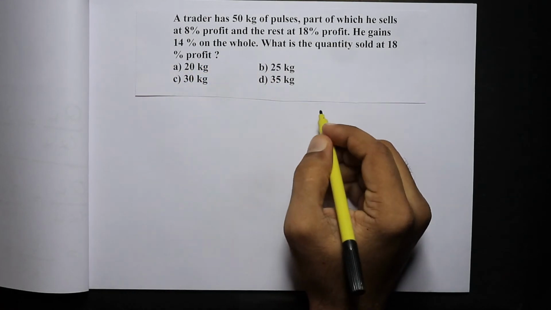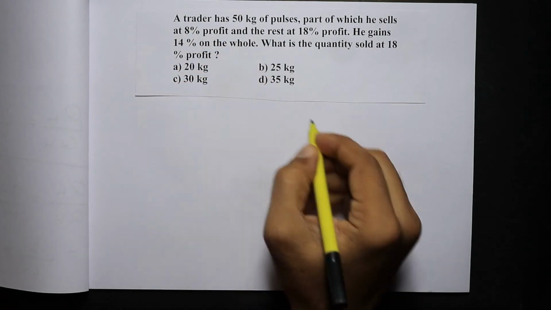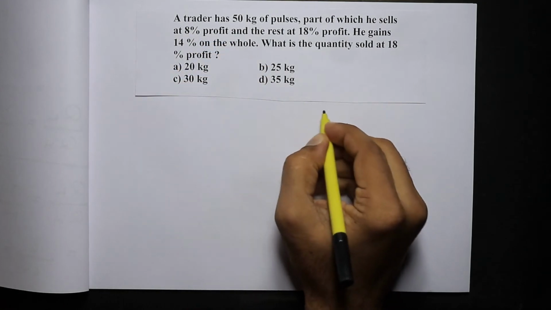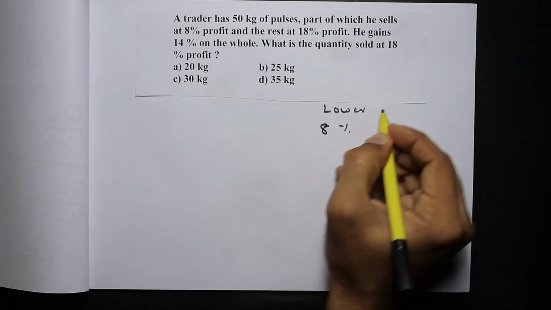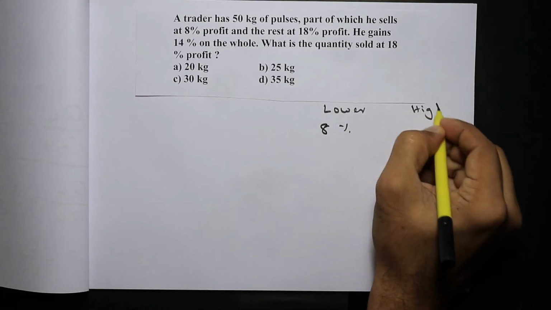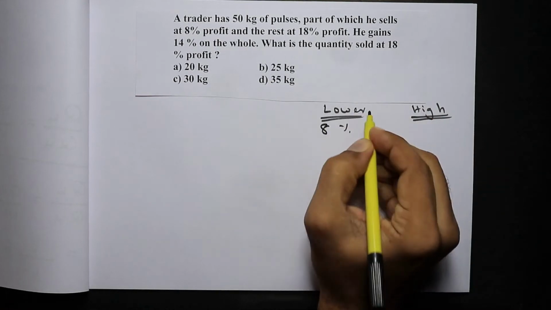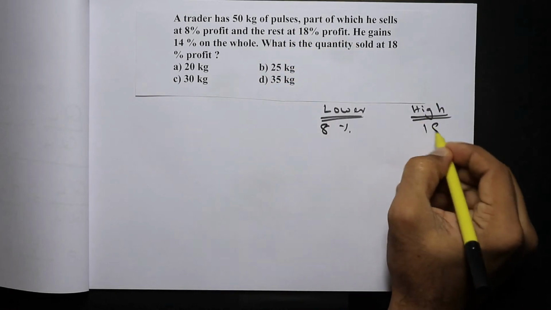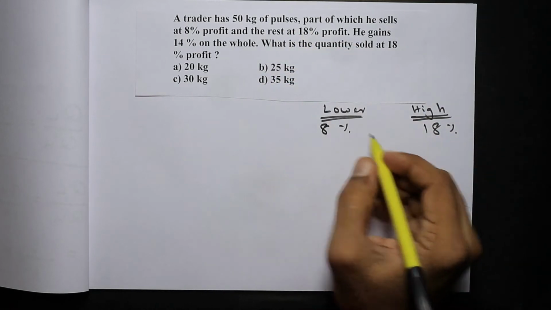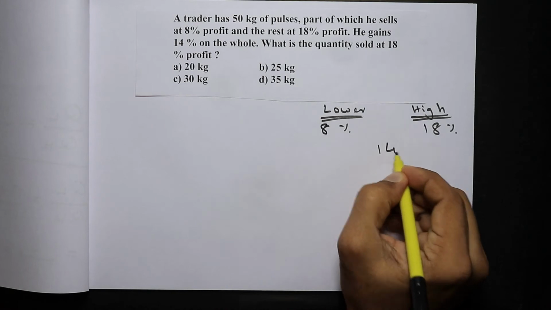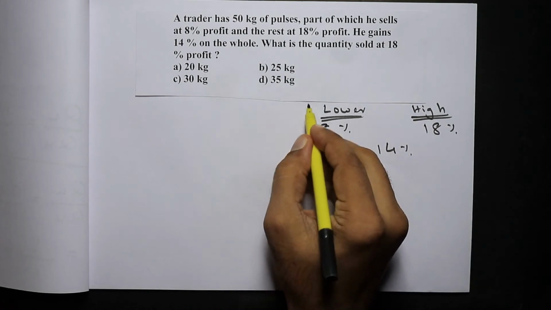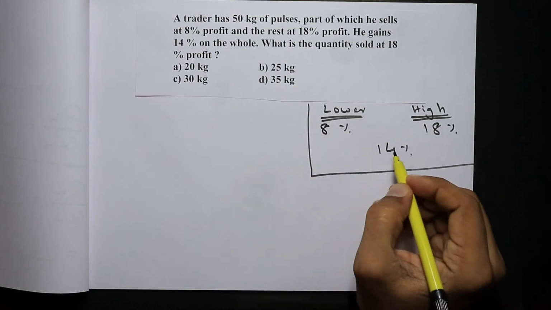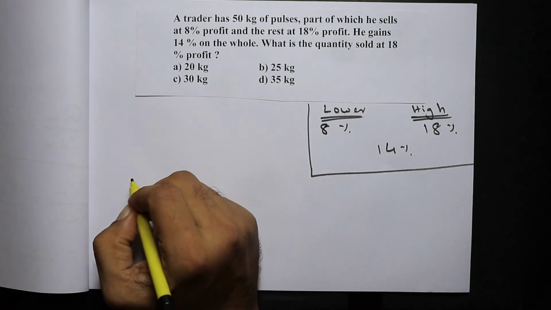So from one he is getting a profit of 8%. That is a lower profit. And from the other he is getting a higher profit. That is he is getting 18% profit. And overall he is getting 14% profit. So we'll find out the ratio in which he should sell the quantities.